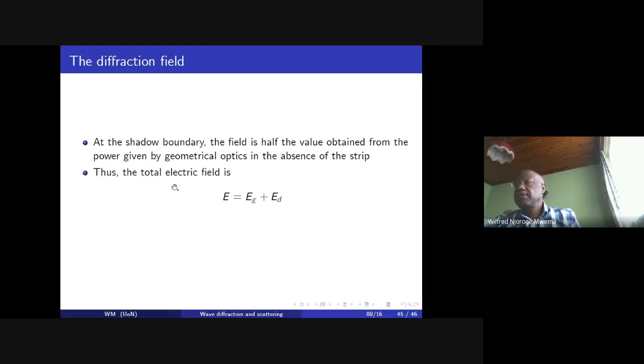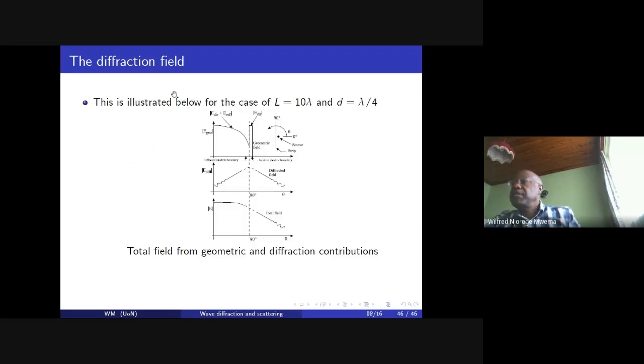And thus the total field will always be given as E, the field from the geometric optics plus the field from the diffraction theory. This is illustrated as shown, where L is about 10 lambda, making L much greater than lambda, and D is just a quarter wavelength. That is, the illuminating source is only a quarter wavelength from the conducting strip. And this is what you'll get.